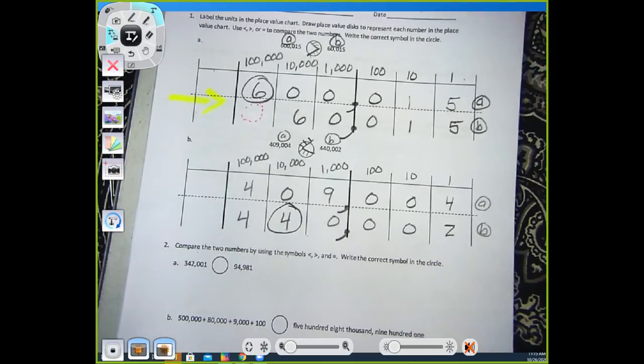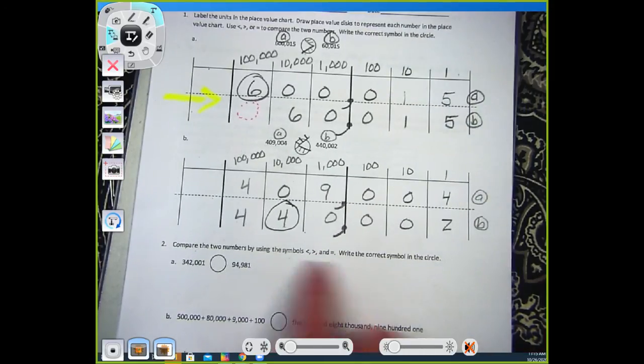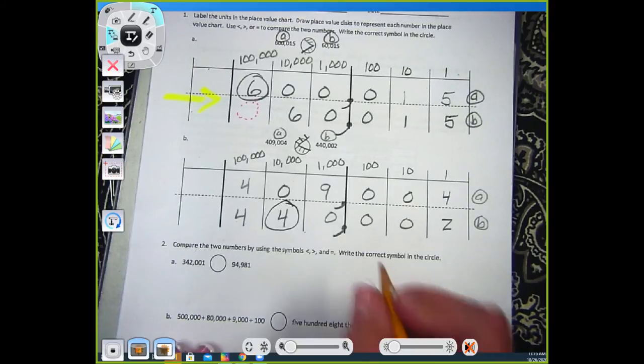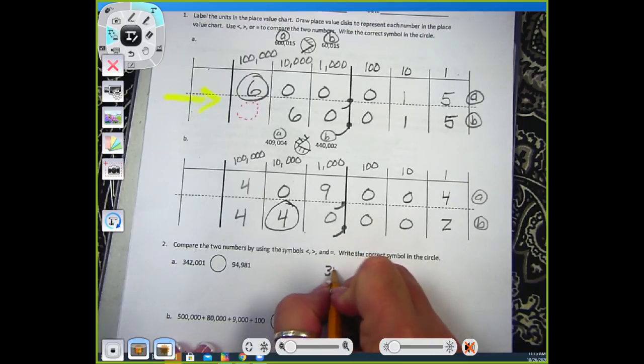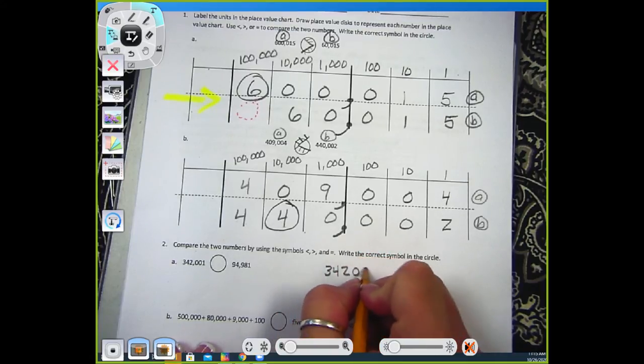Now what I'm going to do is compare them, but stacking them on top of each other. It's very similar to the place value chart, except for I don't need to draw the lines.